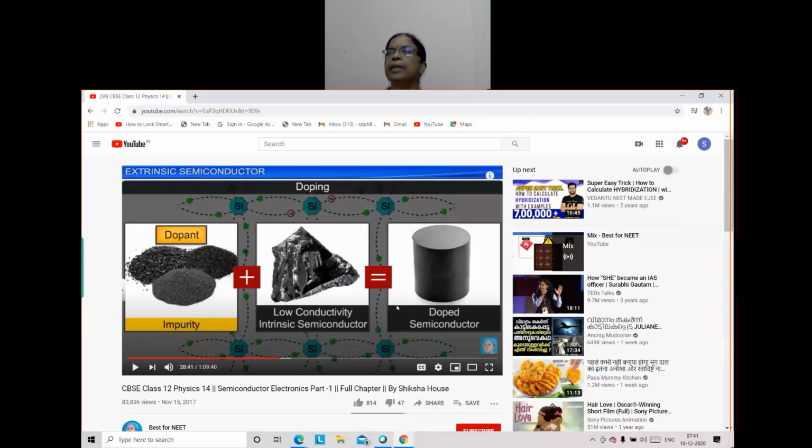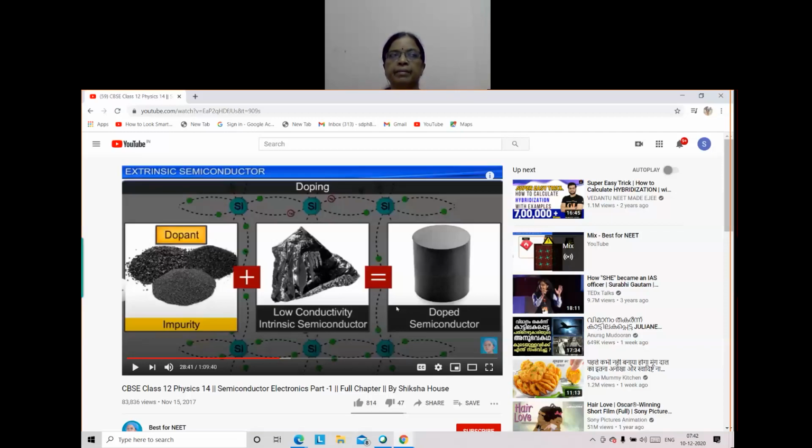So, even though as temperature increases the conductivity is increasing in a semiconductor, its conductivity is very low. When temperature increases, conductivity is increasing, but conductivity is very low. We cannot use it for practical purposes because of its low conductivity. So, we have to improve the conductivity of the intrinsic semiconductor. So, what is done? Impurities are added.